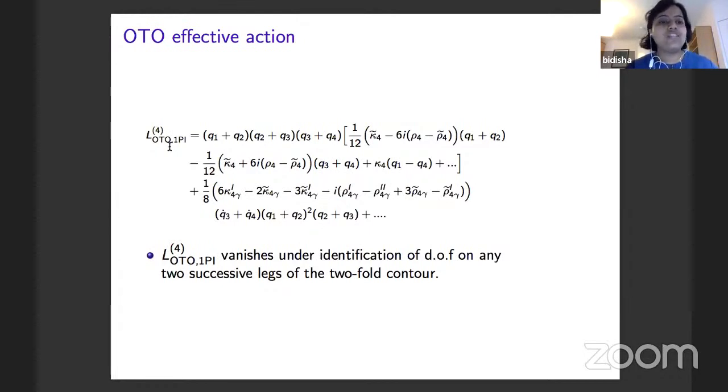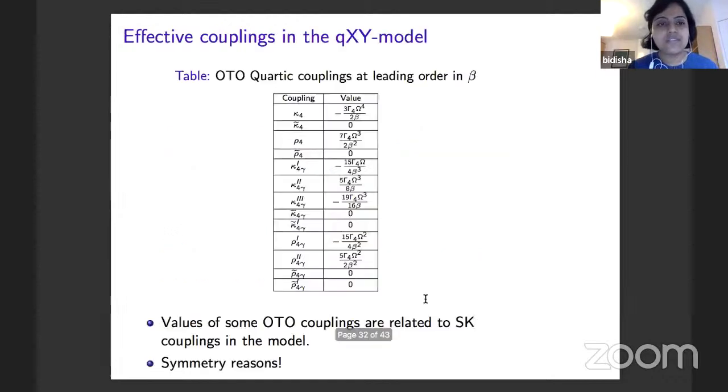One can generalize to higher time folds and see contributions in the effective theory coming from higher-point OTO bath correlators, where inside the bath correlation function you will have time ordering violation more than twice. So this piece really vanishes, as I said, under collapse.